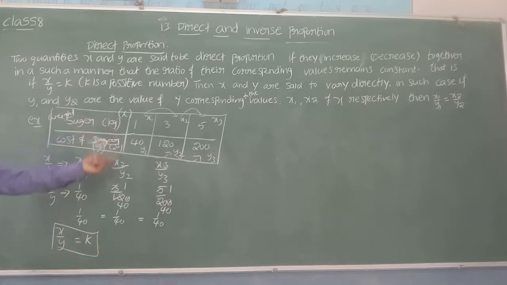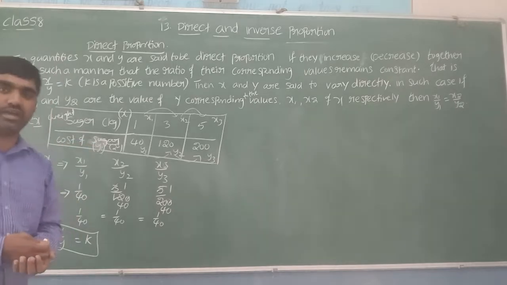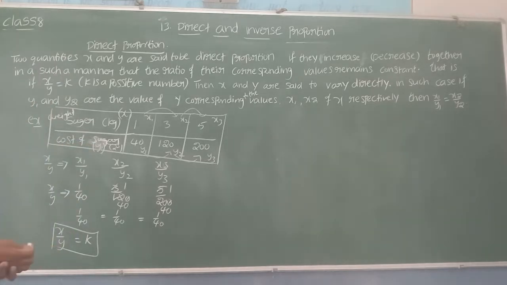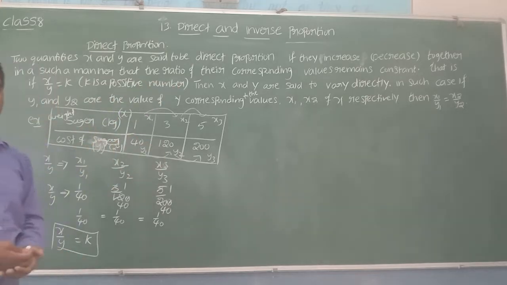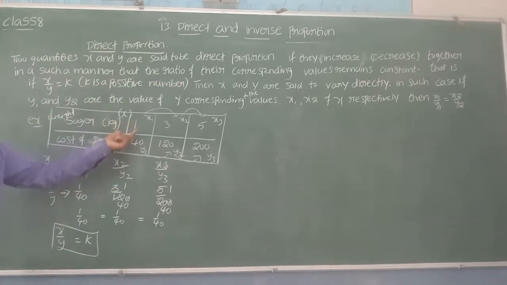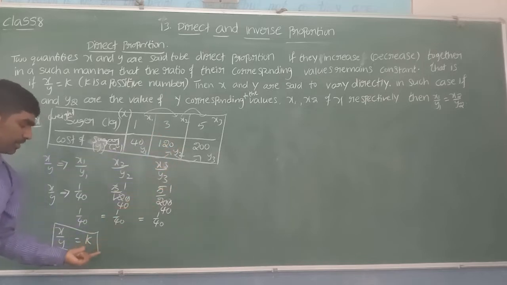So when the ratio of corresponding values remains the same, then we can say that x is directly proportional to y. It means when x is increasing, y also increases. So when their corresponding values ratio is the same, then we can say that x is directly proportional to y.